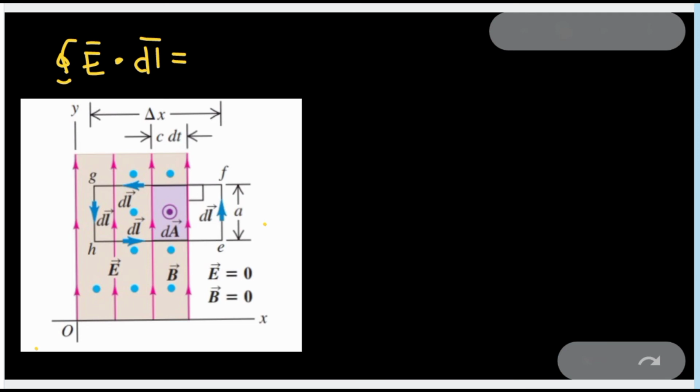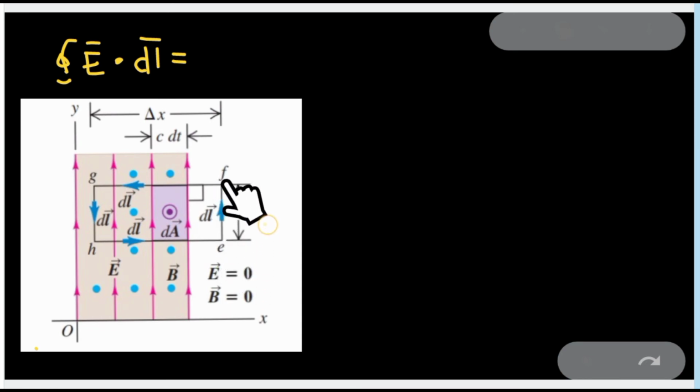Using the right-hand rule, we integrate E dot dl counterclockwise around the rectangle. As you can see in this figure, that movement is counterclockwise. Now we are focused on finding the electric field, so let's move counterclockwise.